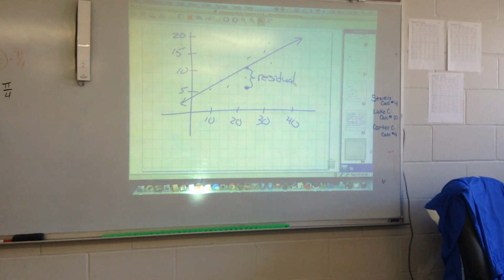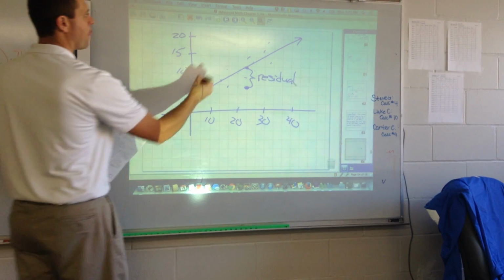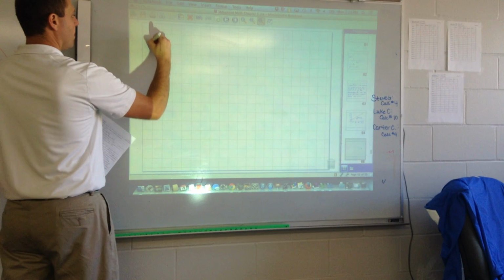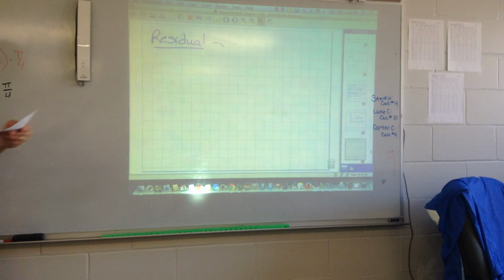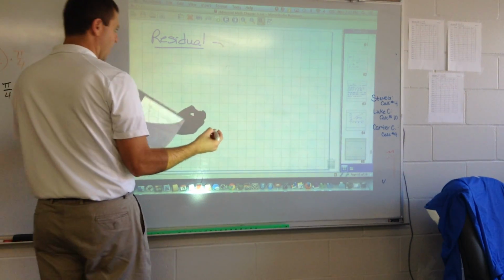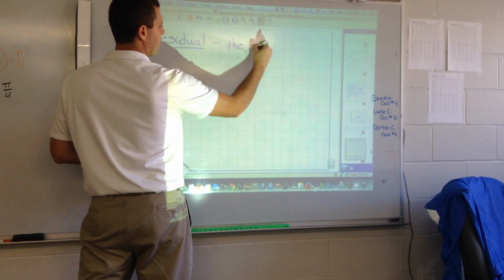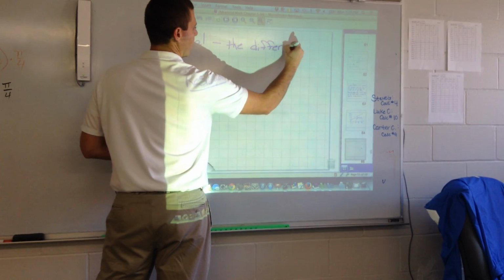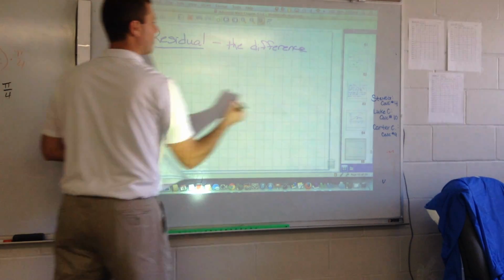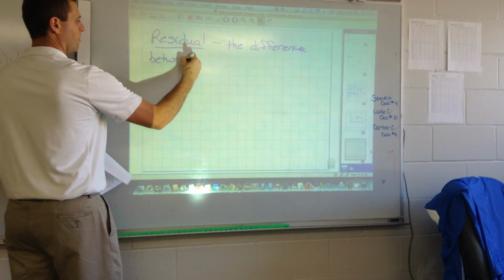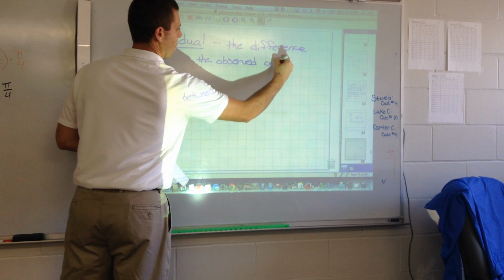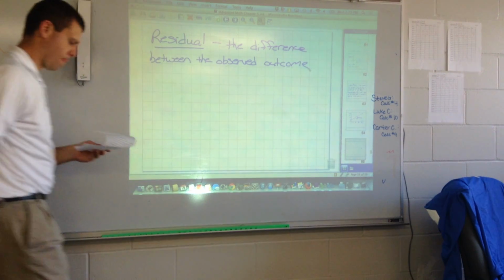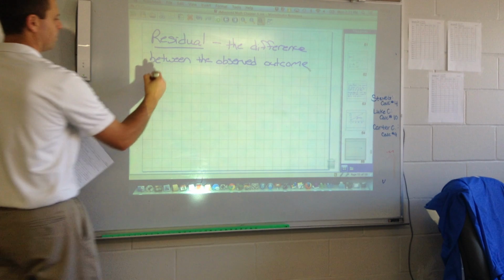Those of you that read, you remember that word in there a little bit? The residual is the difference between the observed outcome and the predicted value.